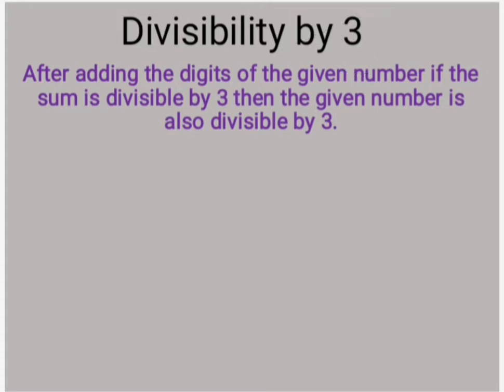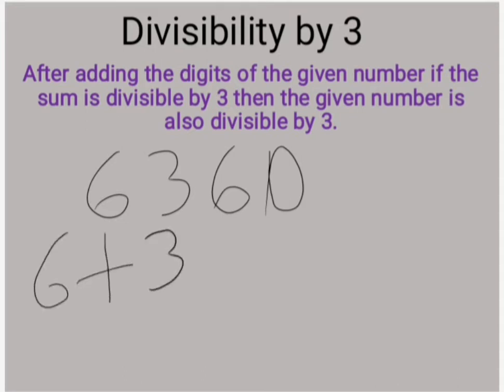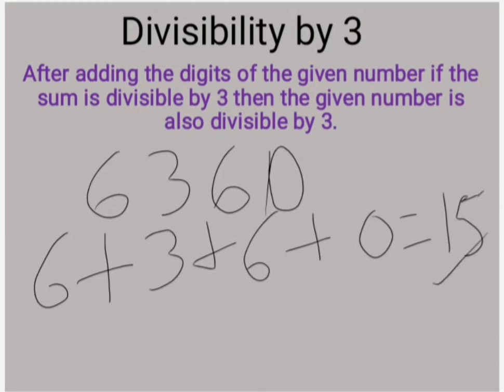Let us take one more example. Let us take the example 636, and let's make it a 4-digit number, 6360. So here we have a 4-digit number. There are 4 digits in this. We'll add all the digits: 6 plus 3 plus 6 plus 0, which is equal to 15. Now this 15 is a multiple of 3, isn't it? This 15 is divisible by 3.